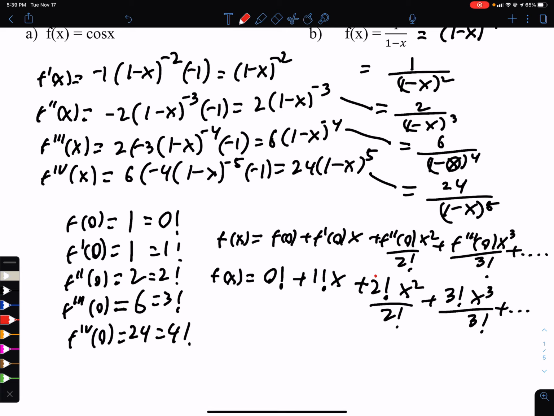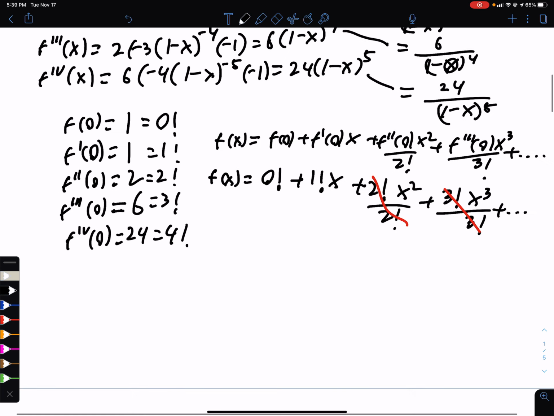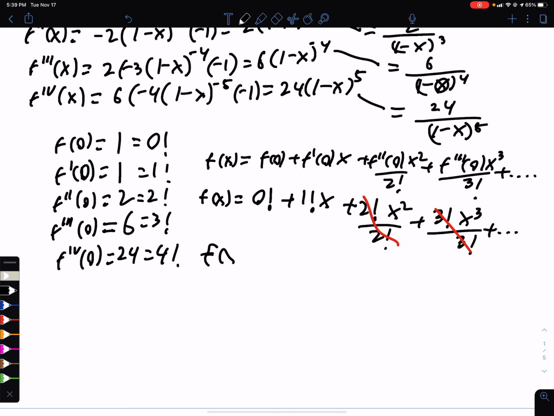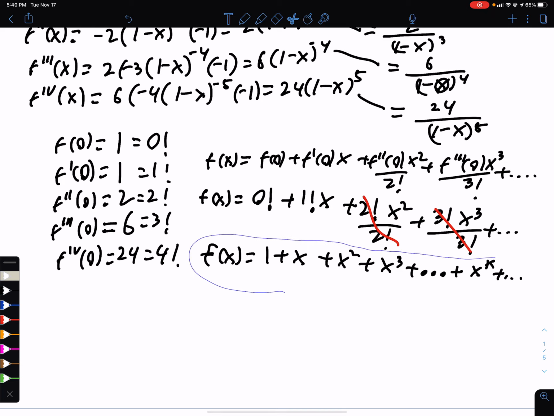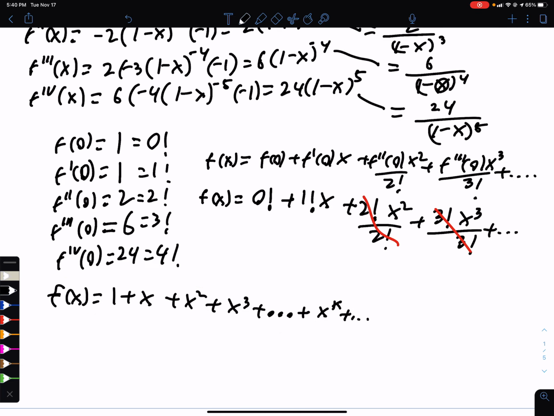Now nicely, all these just cancel. So what does our f of x look like? We're going to get 1 plus x plus x squared plus x cubed plus dot, dot, dot plus x to the k plus dot, dot, dot. And let me just move this over because I'm out of room again. And then the summation notation, it's k equals 0 to infinity, and it's x to the k, and you can double check by plugging those in. So we have created what we already knew for the geometric series.